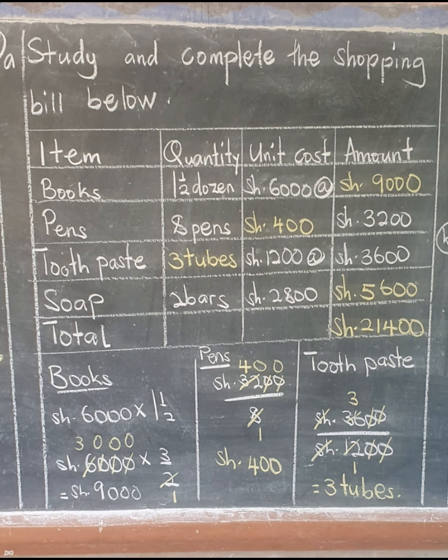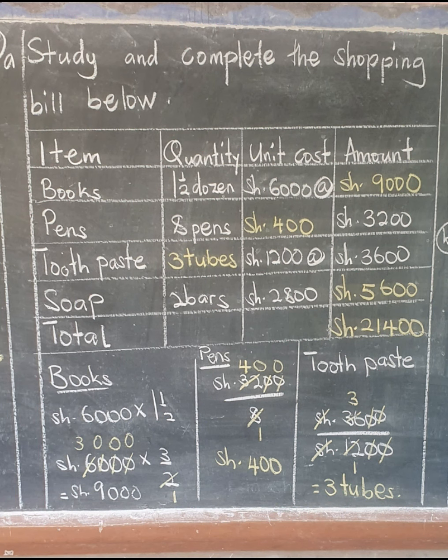So 2 divided by 2 gives us 1. Then on the whole number, which is 6,000 shillings, we say 6 divided by 2 is 3, and the zeros divided by 2 give us 0. Therefore, we have 3,000 shillings times 3, which will give us 9,000. Therefore, the amount this person used in buying the 1.5 dozens of books is 9,000 shillings. Remember to fix the answer you've got into the bill table. If you don't fix it there, then your answer is useless.